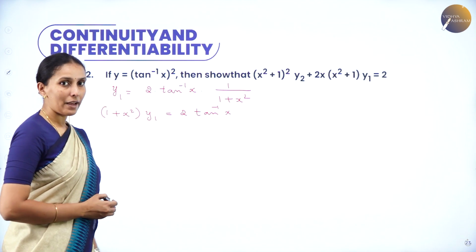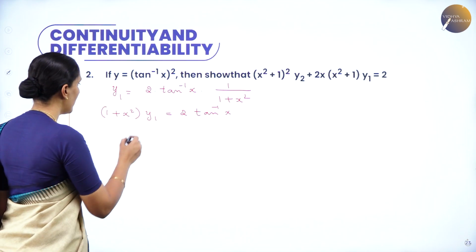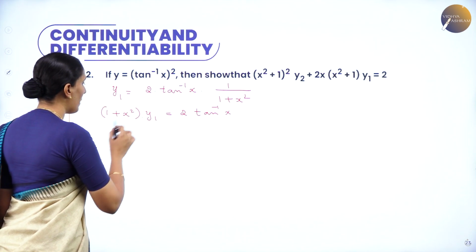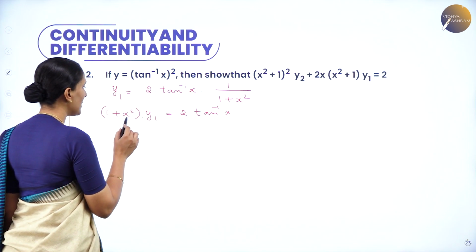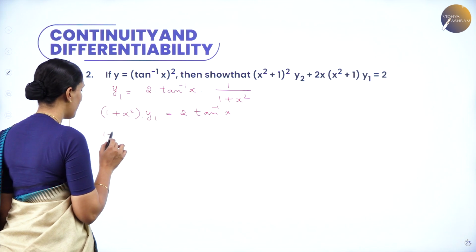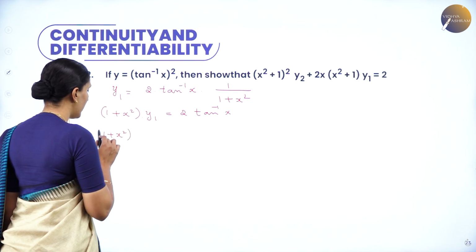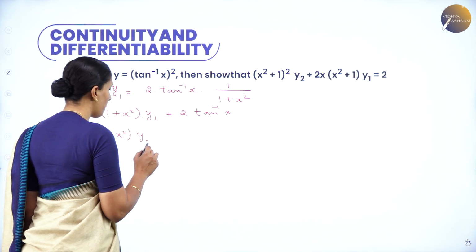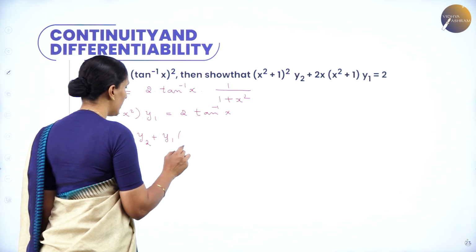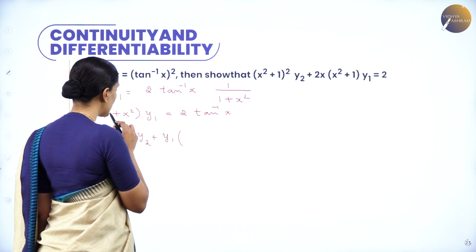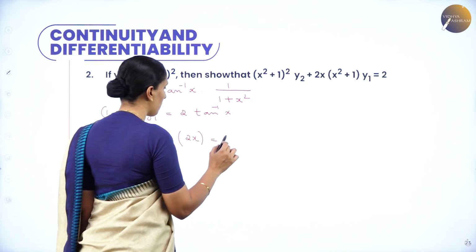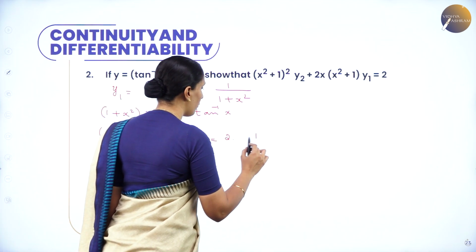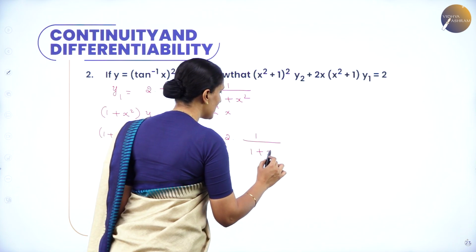Now again I'll derive this with respect to x, but here we need to apply the product rule because we have two functions here. So 1 plus x square into y1. So 1 plus x square, derivative of y1 is y2, plus y1, derivative of 1 plus x square is 0 plus 2x, is equal to 2 into derivative of tan inverse x, which is 1 by 1 plus x square.